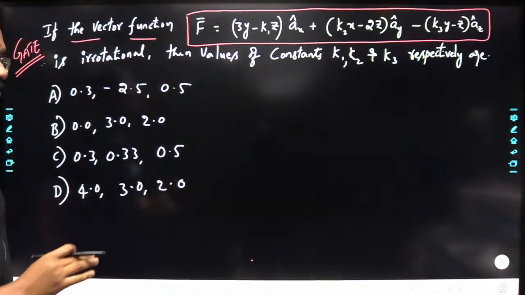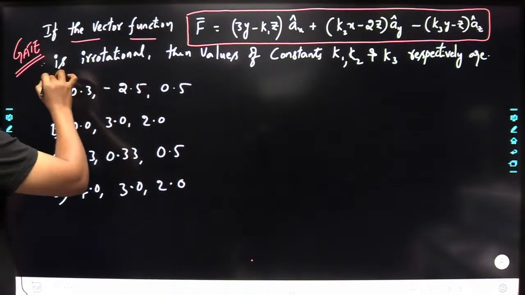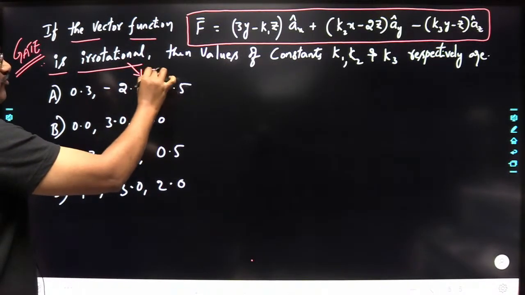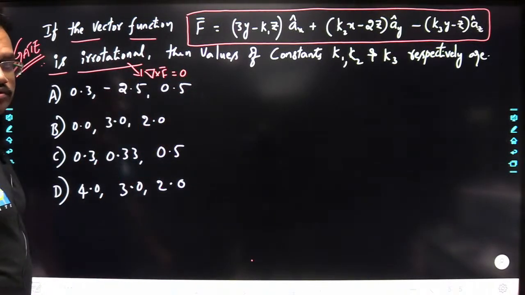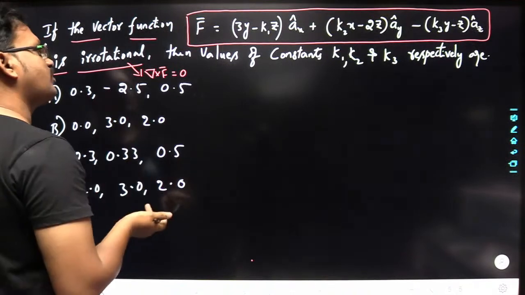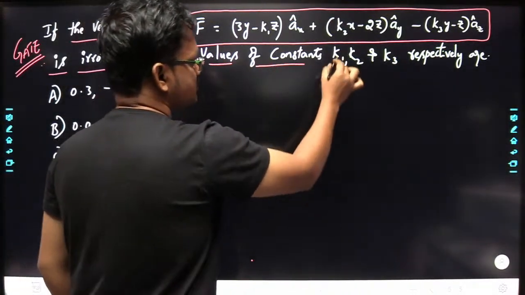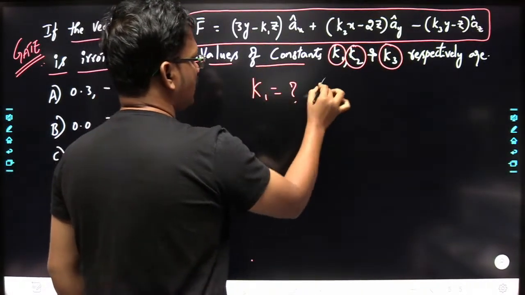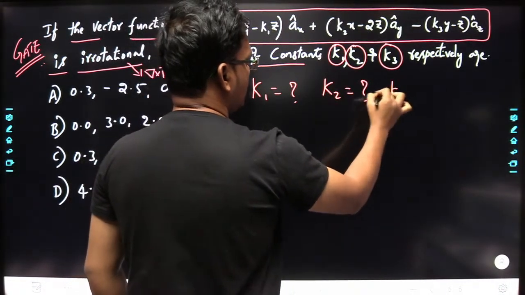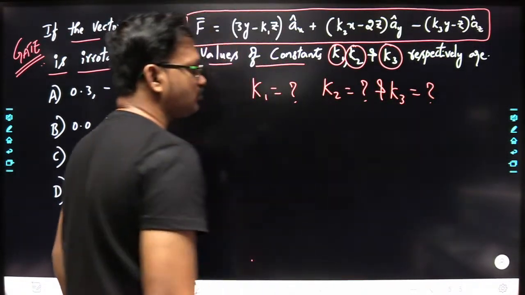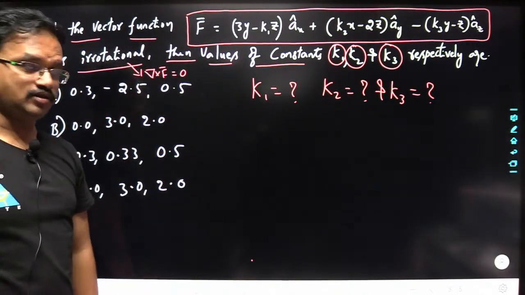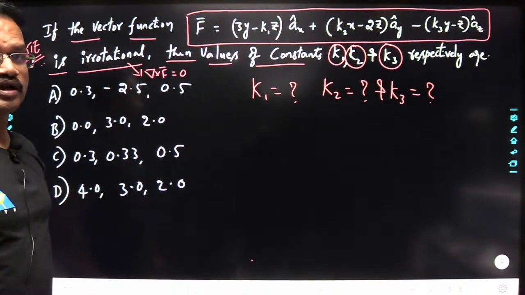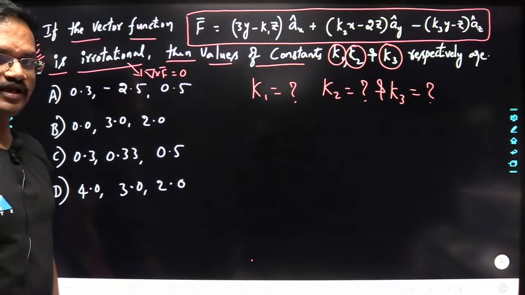So this is the vector function they have given. They are saying that this vector function is irrotational. Irrotational means del cross f bar must be equal to 0. So if del cross f bar is equal to 0, you have to determine the unknown values k1, k2 and k3 for which the given vector function is irrotational. Yes or no?